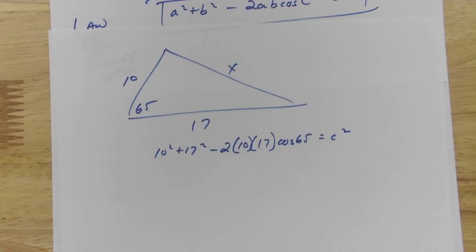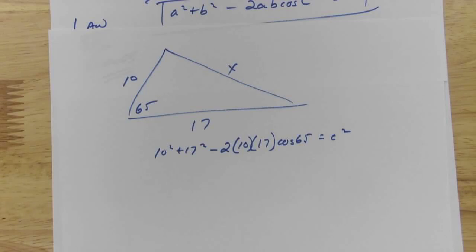You get 15.7? Boom! Get it? Okay. It's a law of cosines. Now, how can you tell this is not a law of sine situation? Because we don't have an angle on the opposite side.